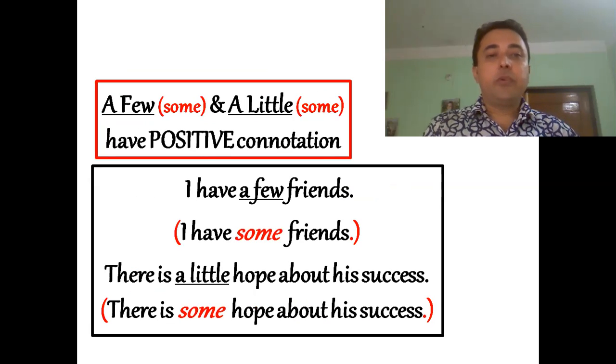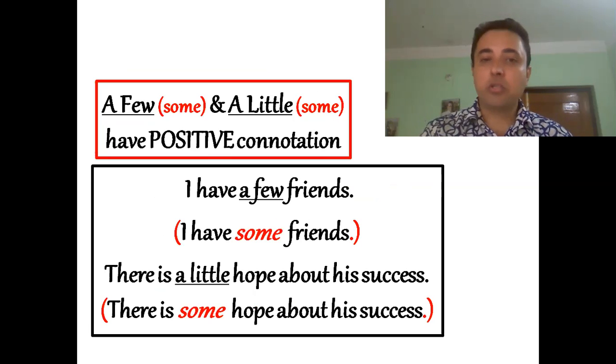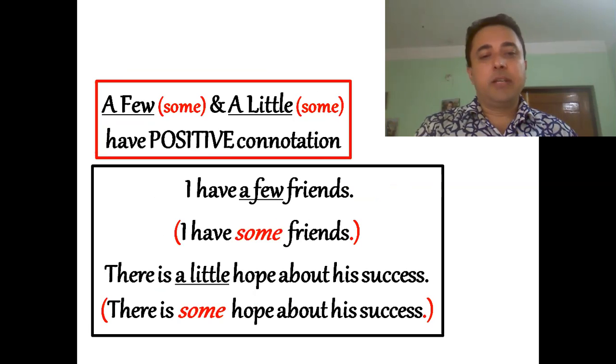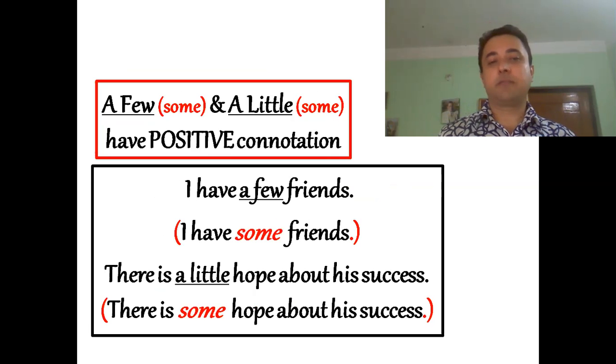Talking about a few and a little now, both mean some and have positive connotation. I have a few friends means I have some friends. You're talking positively. There is a little hope about his success means you are hopeful. You have some hope. There is some hope about his success. Got it?